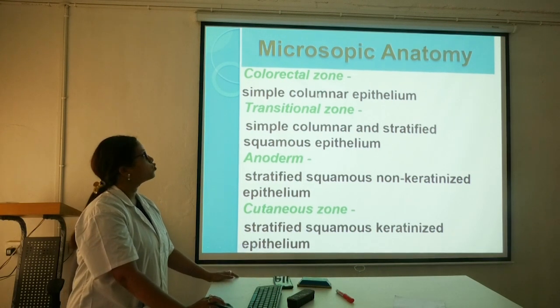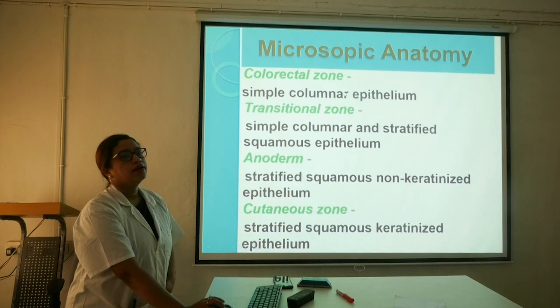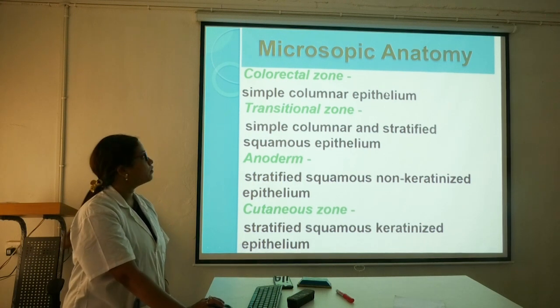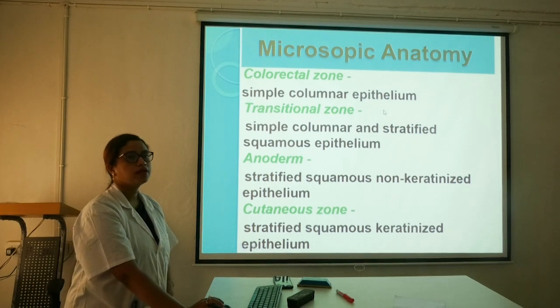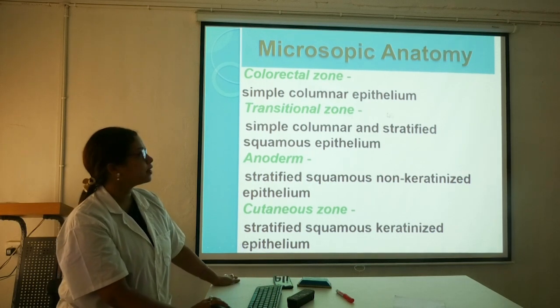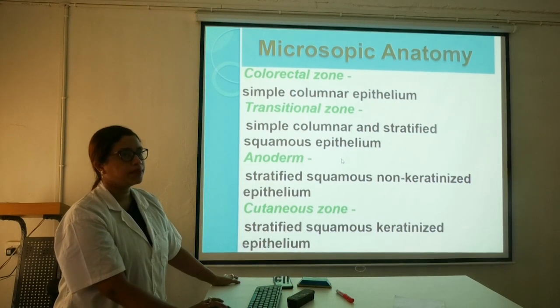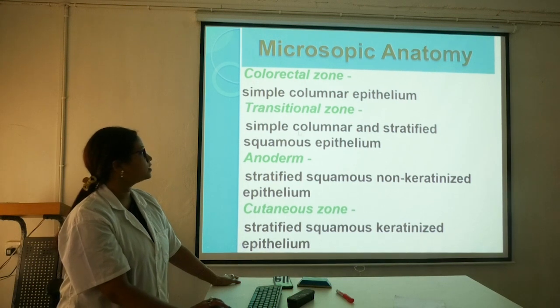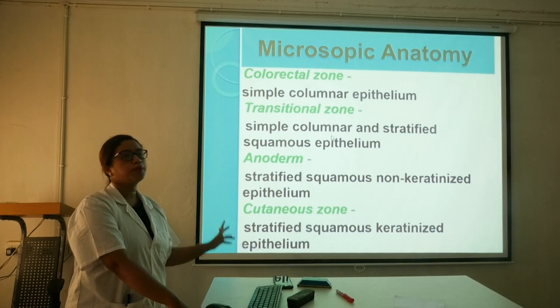So what are the zones? First we get the colorectal zone. Colorectal means the sigmoid colon and the part of rectum that is lined by simple columnar epithelium, the lining epithelium of GI tract. Okay. Then the transitional zone, that is simple columnar and stratified squamous epithelium. Okay, transitional. So you can see in the transitional zone there are two types of epithelium.